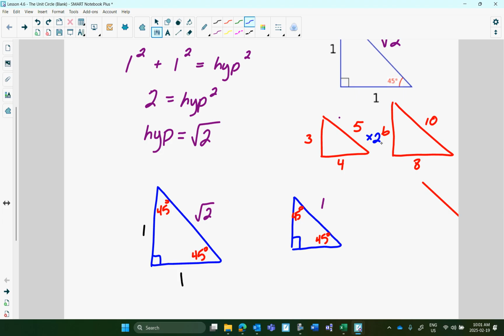If I'm making it smaller, I would divide. So if I went from here to here, I divide everything by 2. Well, because I'm making it smaller, I got to divide. So root 2 divide what is 1? Root 2. Anything divide itself is 1. So it must be root 2.